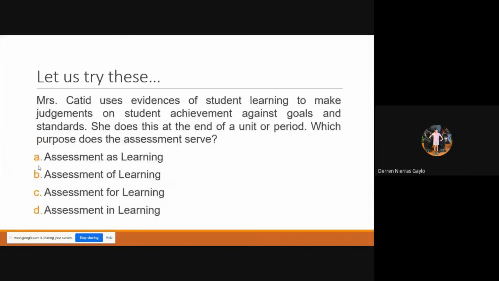Mrs. Katid uses evidences of student learning to make judgments on student achievement against goals and standards. She does this at the end of the unit or period. Which purpose does the assessment serve? Take note, Mrs. Katid uses evidences of student learning to make judgments. So there is a judgment to know the student's achievement, and it's done at the end of the unit or period. It is assessment of learning. It is summative in nature. The purpose of the teacher is to give a grade. So that's assessment of learning, summative.